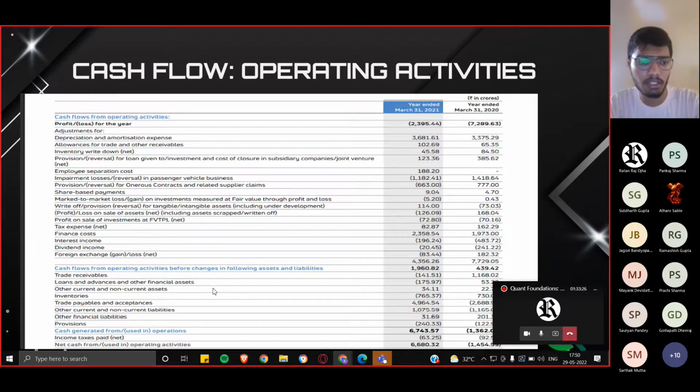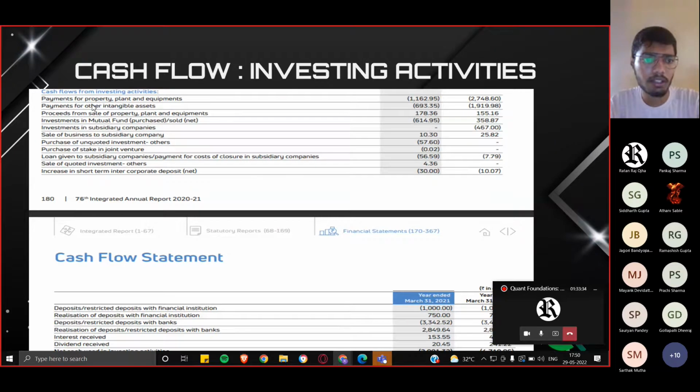It's just share based payments. I'm not able to recall what it is. So there is net cash from the operating activities. Then there is cash flow from investment activities. Like we already talked about, it includes property, plant, equipment, then other intangible assets.